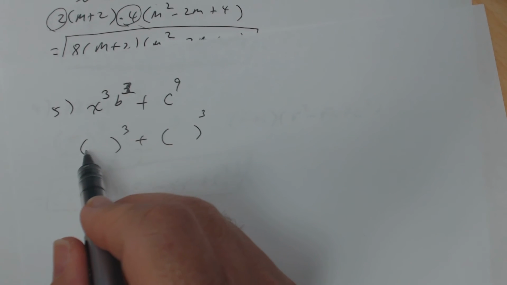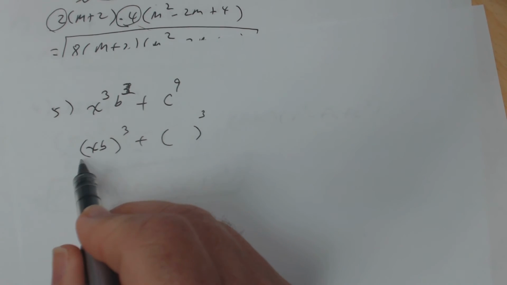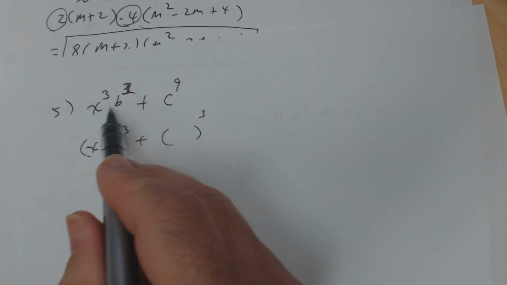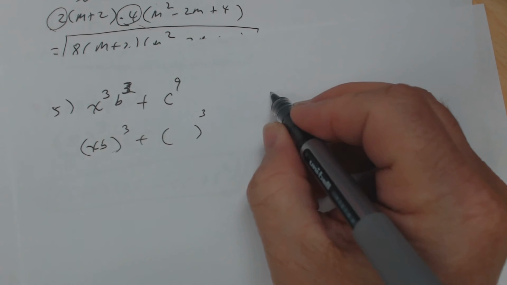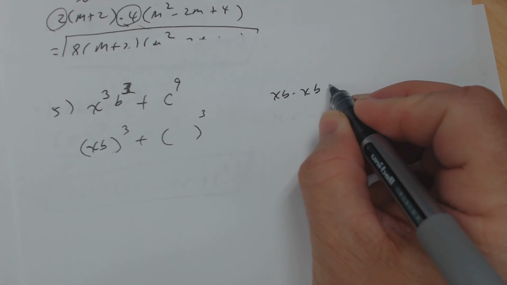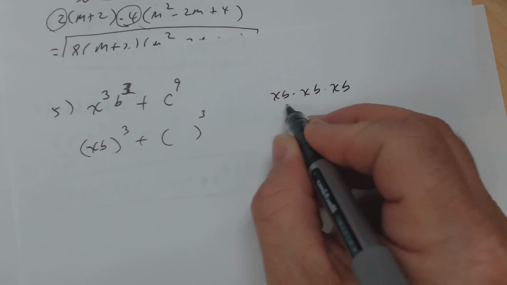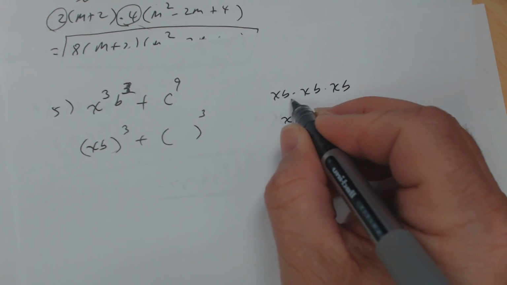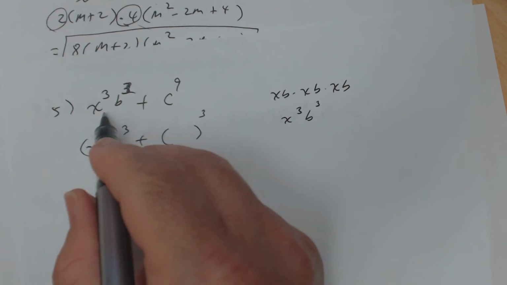So the first parentheses, that's going to be xb, because xb times xb times xb is x cubed b cubed. Notice xb times xb times xb. X times x times x is x cubed. B times b times b is b cubed. Okay, so I get that.